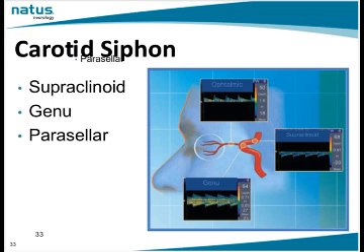The genu is here at, oops, I'm pointing and not showing you guys what I'm pointing at. Here's the genu. It's an actual curve, which means knee in Latin. So we're going to get flow in both directions at the genu, flow away from the transducer at the supraclinoid portion, and I already showed you the paracellular portion.